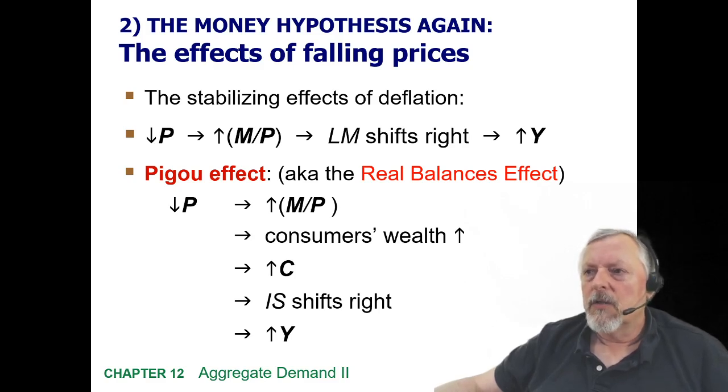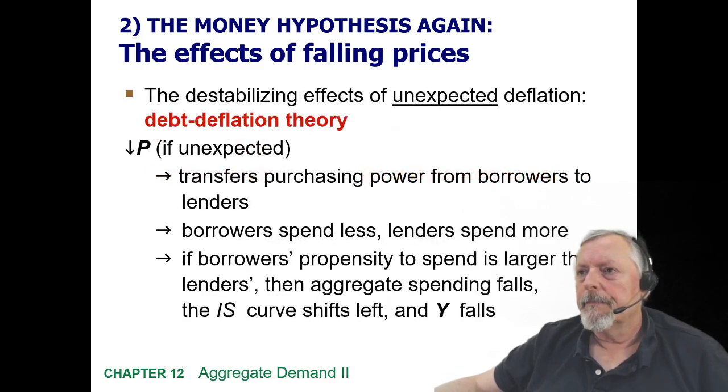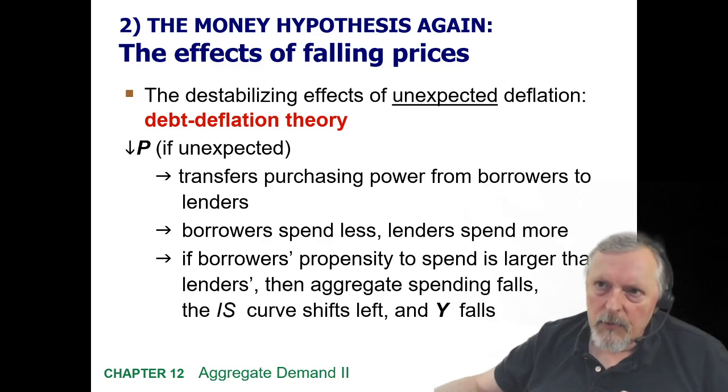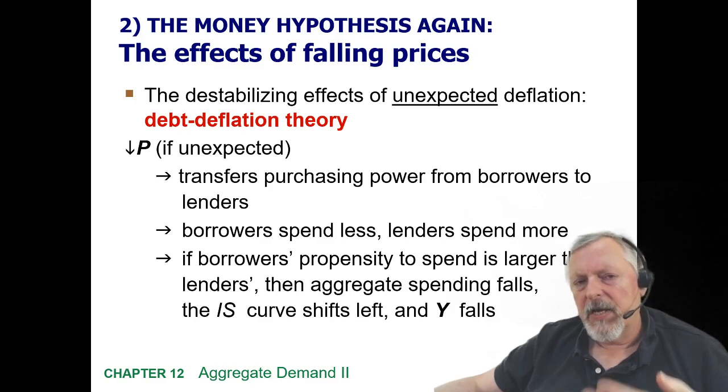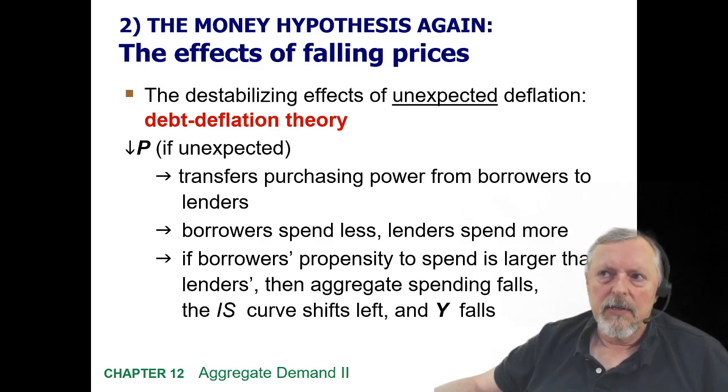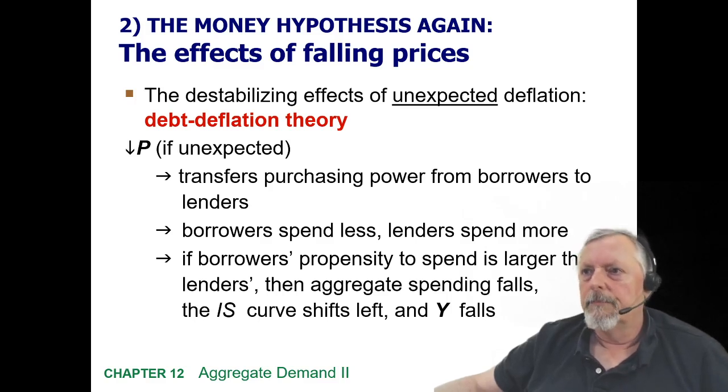Falling prices might also increase output due to what's called a Pigou effect. Reduction in the price level increases the value of real wealth. So consumption would go up, it would shift the IS curve to the right. There are other ways to look at it that are a little more consistent with this second version of the monetary hypothesis, which suggests that deflation itself can reduce output.